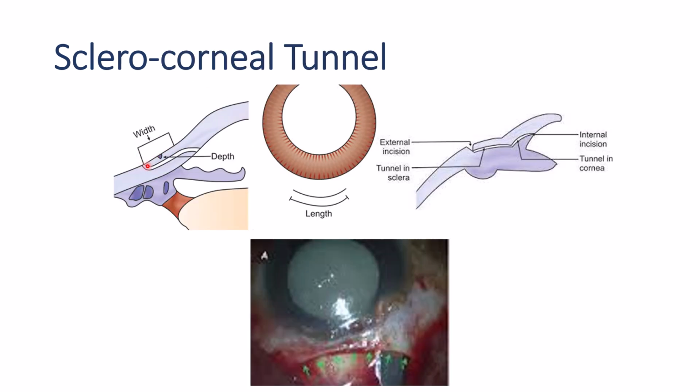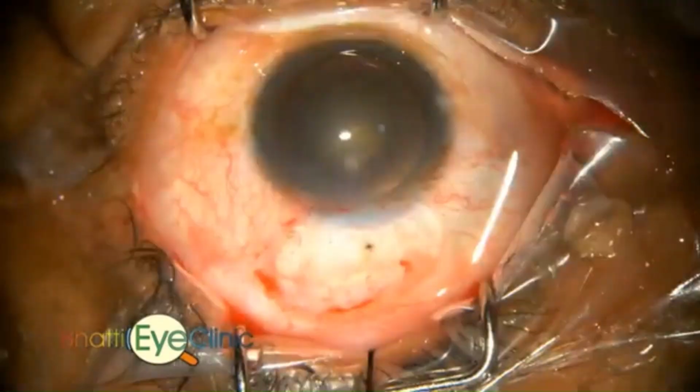So this is that sclerocorneal tunnel of SICS. You see, it's a triplanar tunnel. It is constructed that way so that there is a self-sealing effect. Nothing can leak out of the tunnel like this, okay? Post-surgery.